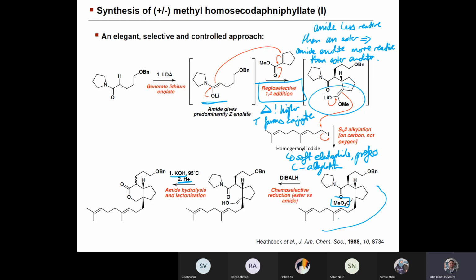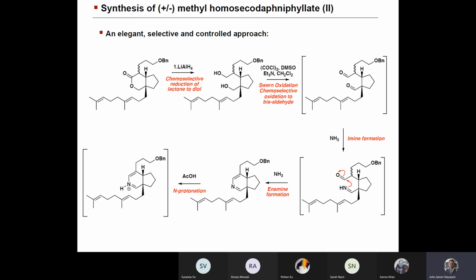Okay. So with that said, we get through to this lactone, and that lactone can then be reduced again. Okay, this time we use lithium aluminium hydride. Remember, we couldn't use lithium aluminium hydride earlier because it would reduce the amide to amine. Okay, and that, of course, would be no good. So we needed to get through to this diol because we need to get through to this dialdehyde. Okay, and then we do the Swern oxidation to selectively oxidize to the dialdehyde.